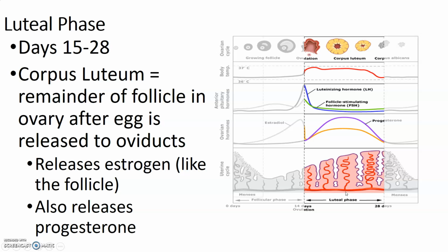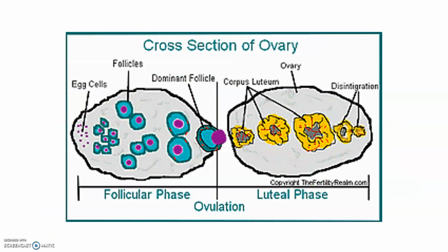So if there is no implantation of the fertilized egg, the estradiol and the progesterone will drop, and that is when the uterine lining will shred. Here we go. We have the corpus luteum maturing, disintegrating.